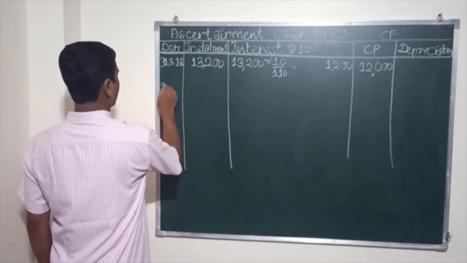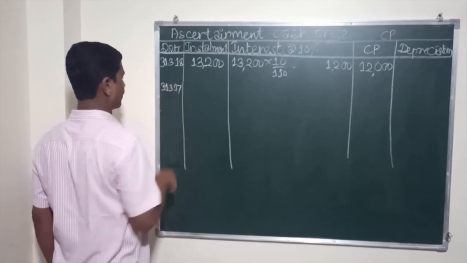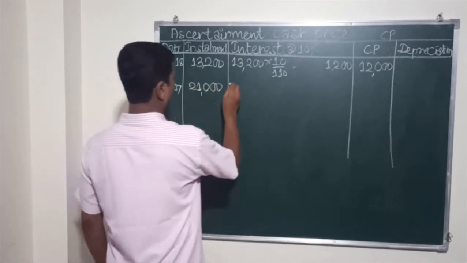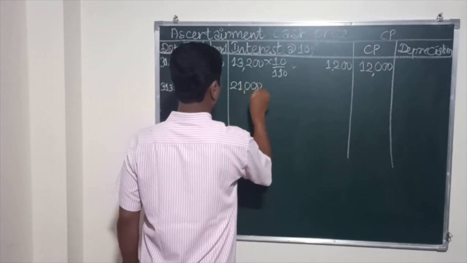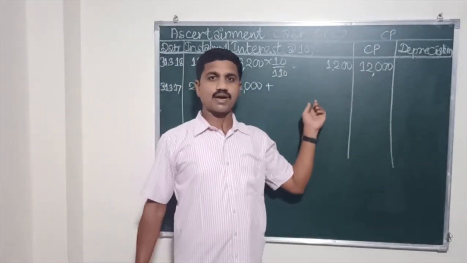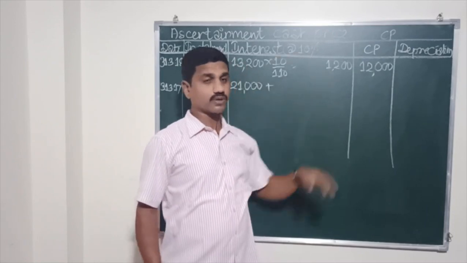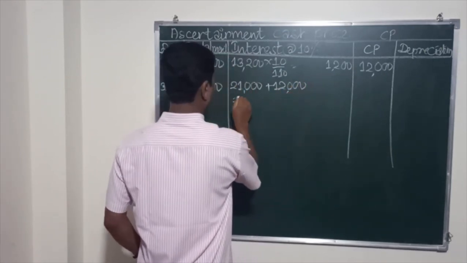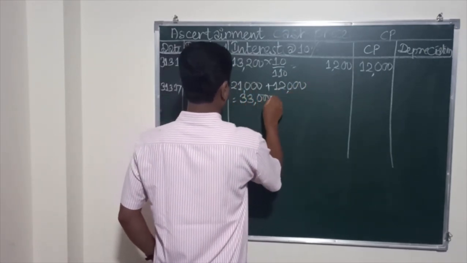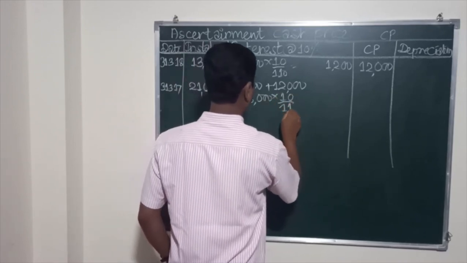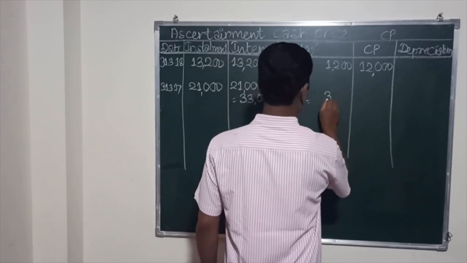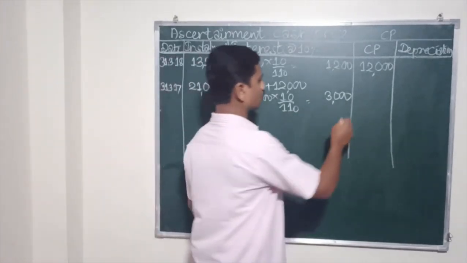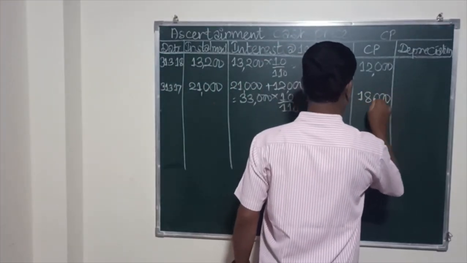Then the next installment is due on 31/3/17. So 21,000 is the installment. So 21,000 plus, as we are going backward here, we should add the principal. When we are finding the outstanding, we are going to deduct. So now we should go in reverse here. So 12,000 should be added here, so that comes to 33,000. So 33,000 into 10 divided by 110 comes to rupees 3,000 here. So you should deduct this 3,000 from 21,000. So the principal sum will be 18,000 here.